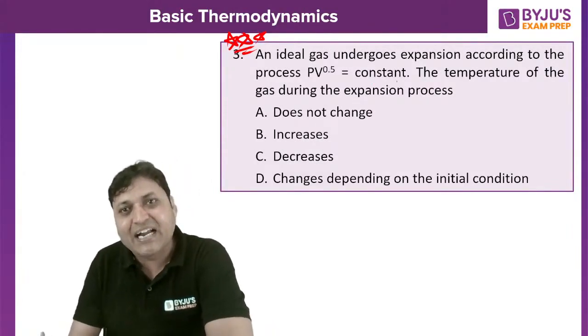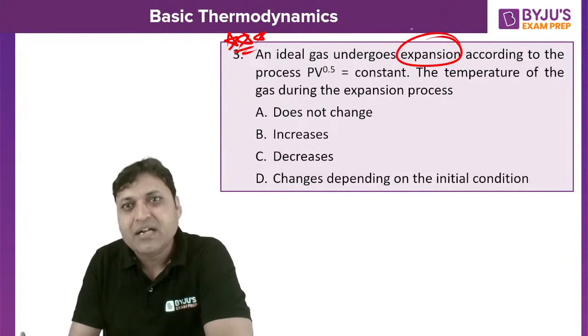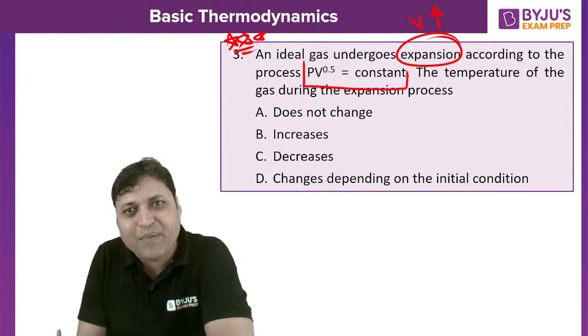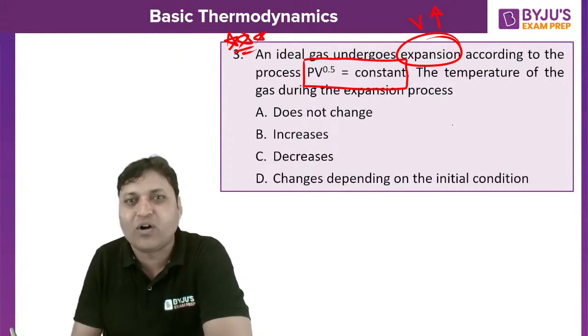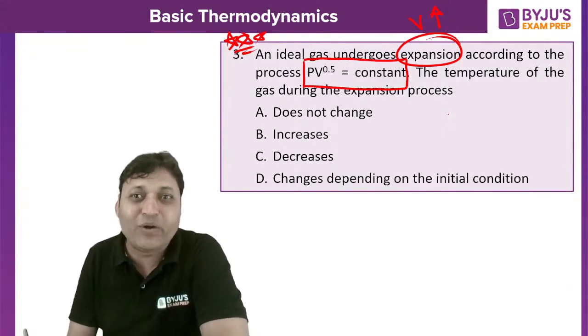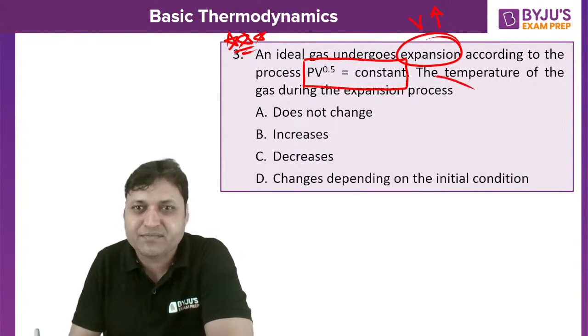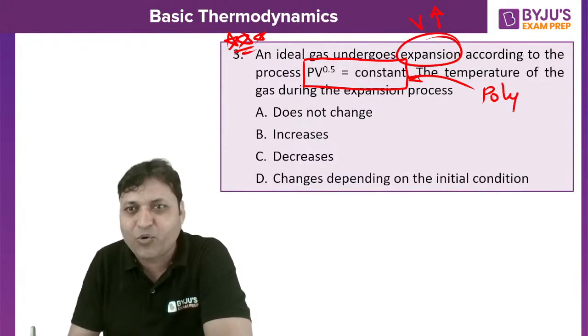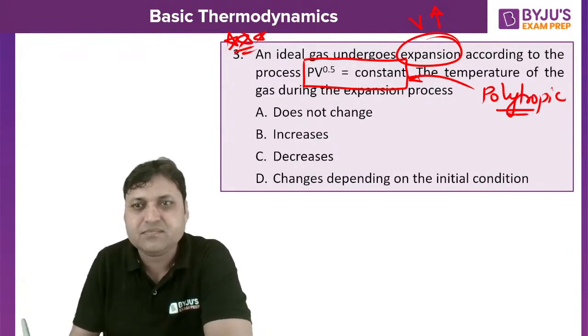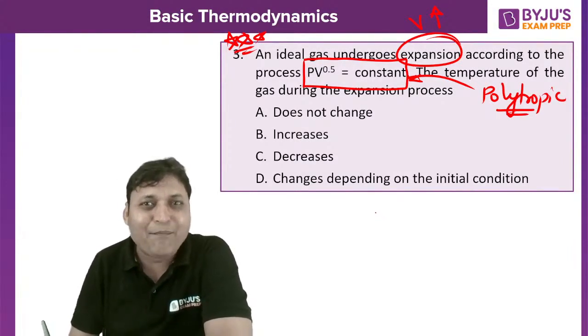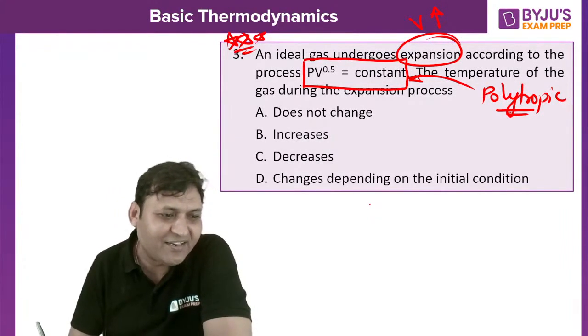An ideal gas undergoes expansion. It means volume will increase according to the process PV to the power 0.5 is equal to constant. The temperature of the gas during this expansion, it can be called as polytropic expansion. The process can be polytropic. What will happen to the temperature of the gas during the expansion?